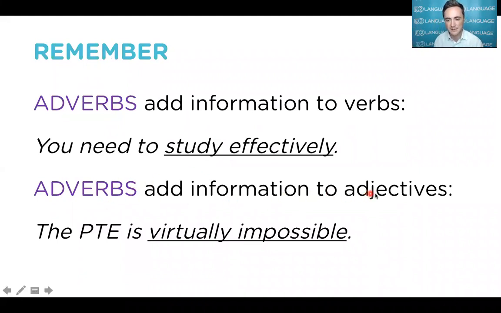Or adverbs add information to adjectives. So here's the adjective, impossible. You can say the PTE is virtually impossible. Here's the adverb adding information to that adjective there. Okay. You'll need to practice identifying word types. What I'm doing today is just briefly showing you. If you need additional help, if you're unsure about how to identify word types, you need to check out our core skills lecture on YouTube. I'll show you at the end how to find that.